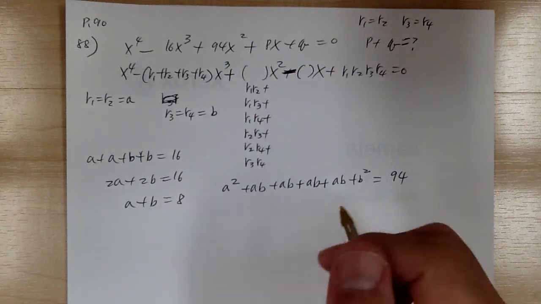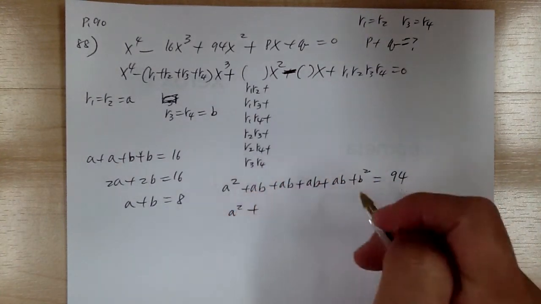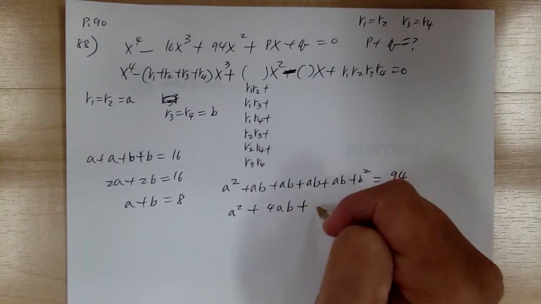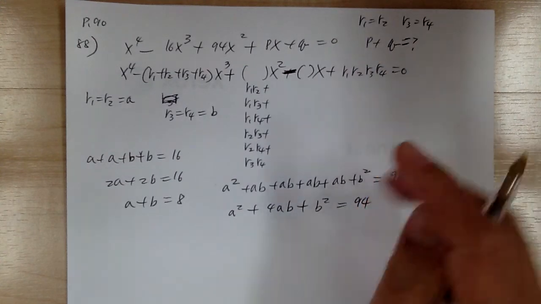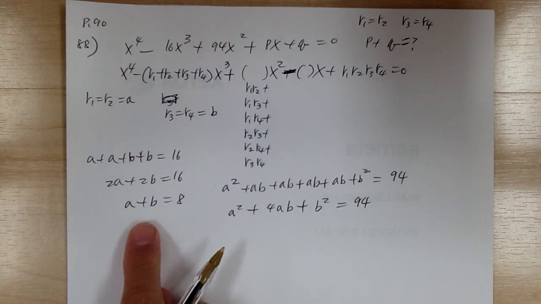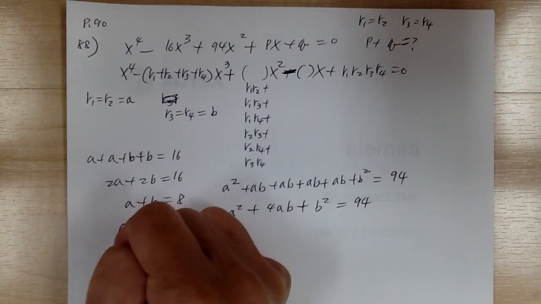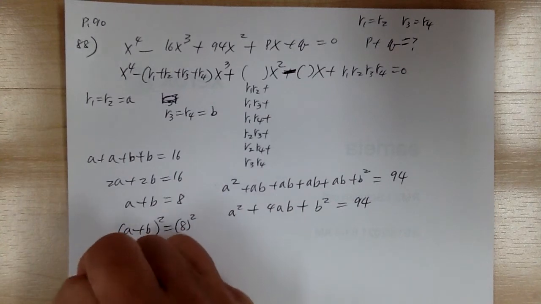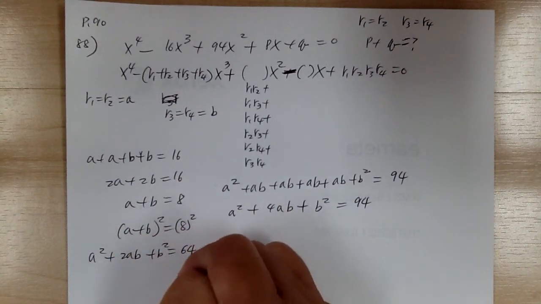Okay, so now let's go ahead and work this out. So you've got A squared plus 1, 2, 3, 4, so 4AB plus B squared equal to 94. Now to solve these, instead of trying to subtract and substitute, let's use a trick that we learned from before. Let's square this over here. So you get A squared plus 2AB plus B squared equal to 64.